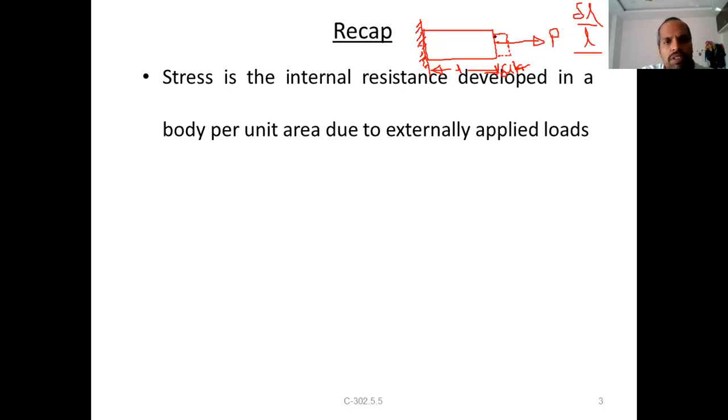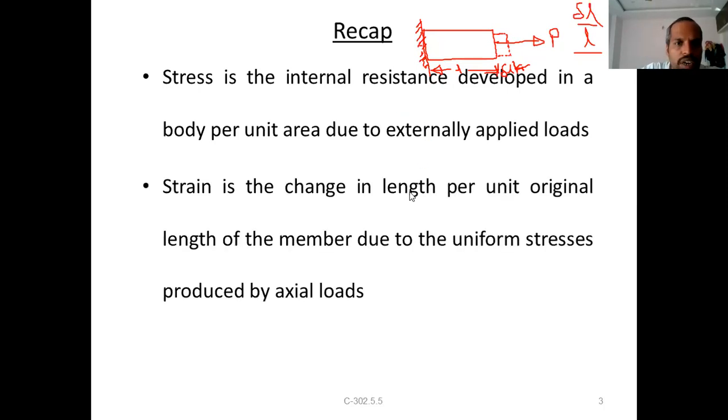Induced resistance means the internal resistance developed in a body per unit area. We call it stress. That's what we have defined so far, and we have already discussed it several times, so let us not go into that again. Next one is strain.